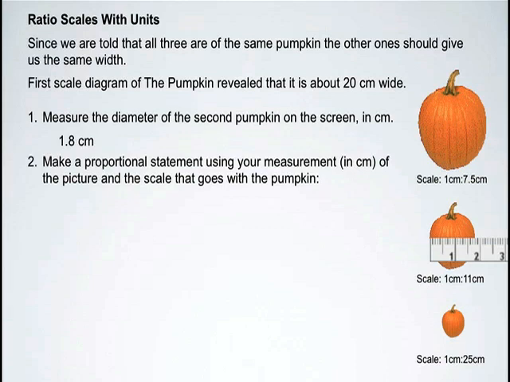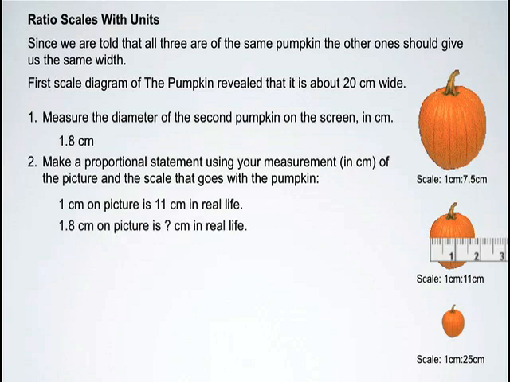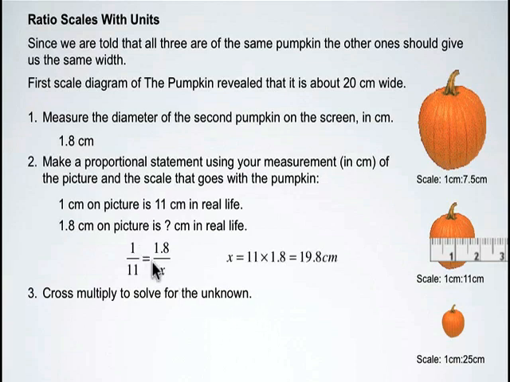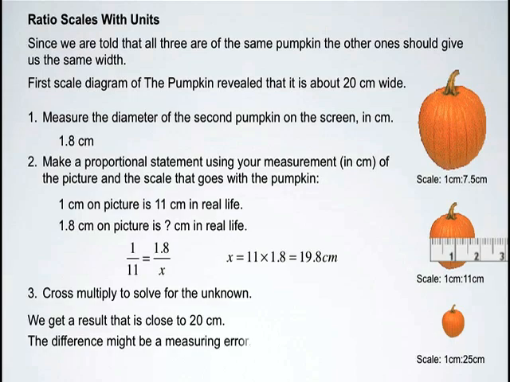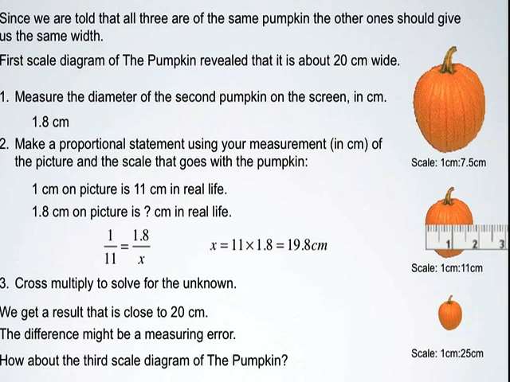Now we're going to make a proportional statement using our measurement and the scale. 1 centimeter on the picture is 11 centimeters in real life. 1.8 centimeters on the picture is how many in real life? 1 over 11 equals 1.8 over our unknown x. Cross multiply to solve. 1 times x equals 11 times 1.8, and we get 19.8 centimeters. So we do get something that is quite close to 20 centimeters, and the difference might be explained by a measuring error. So how about the third scale diagram?